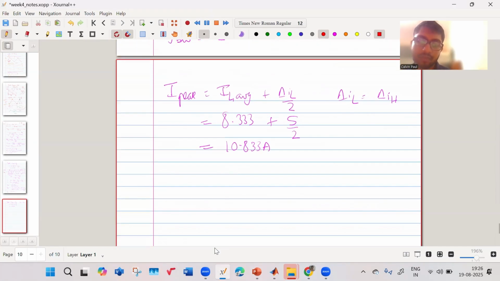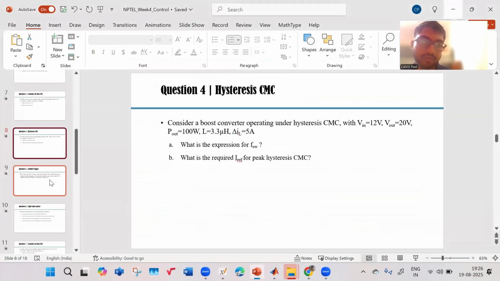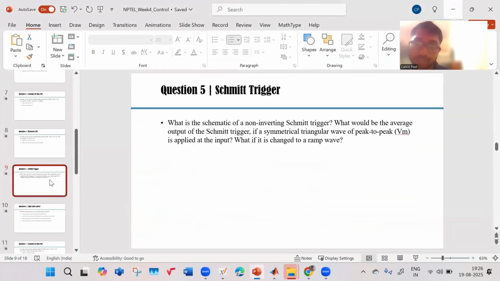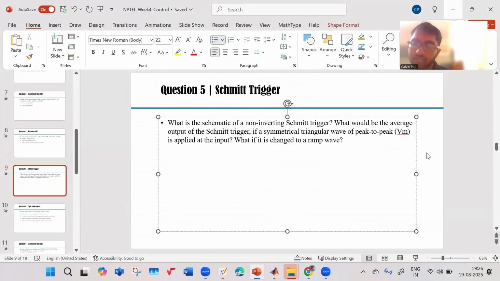So now let's go to the next question. This is the Schmitt trigger. Can you draw, what do you know? What do you mean by Schmitt trigger? Does anyone have any idea what a Schmitt trigger is, what it does?